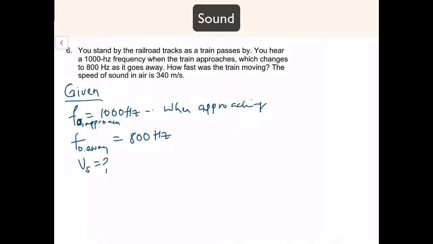So students may say that the speed of sound is given, but the frequency of the source is not given. Then how are we going to find or solve this problem? So the speed of sound, usually represented with no subscript, is given as 340 meters per second.